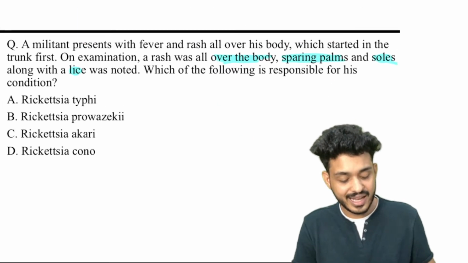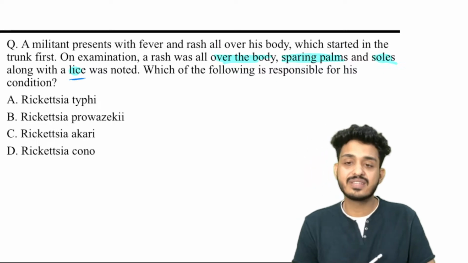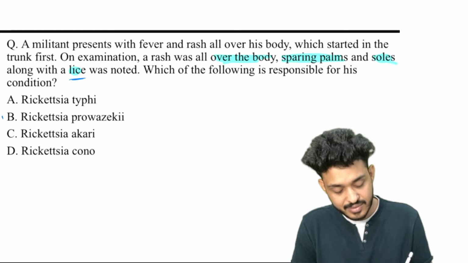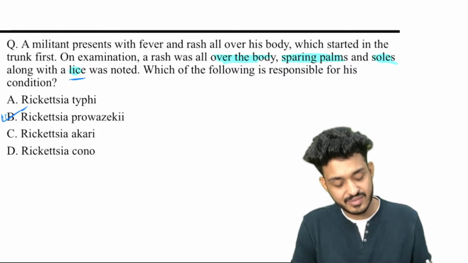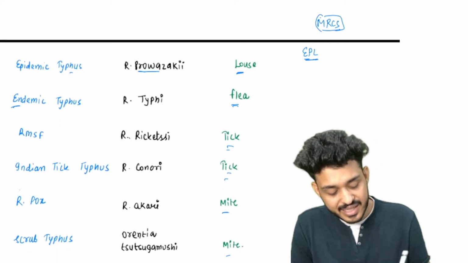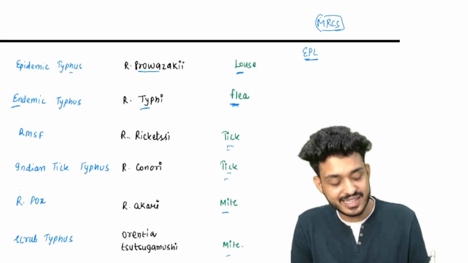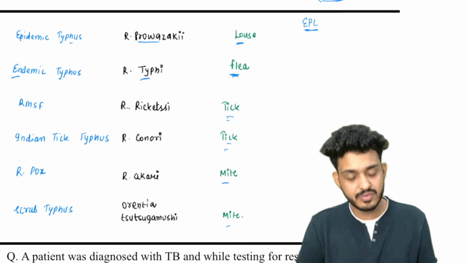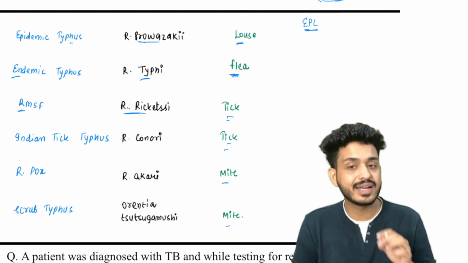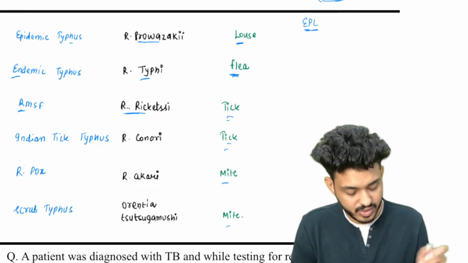In the question itself, they have given the lice, so your answer will be Prowazekii. Endemic typhus will be Typhi, and it is due to a flea. Rocky Mountain, just remember R for Rocky Mountain, R for Rickettsii.